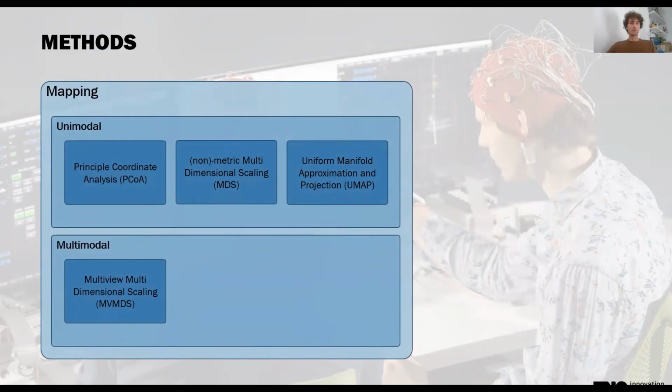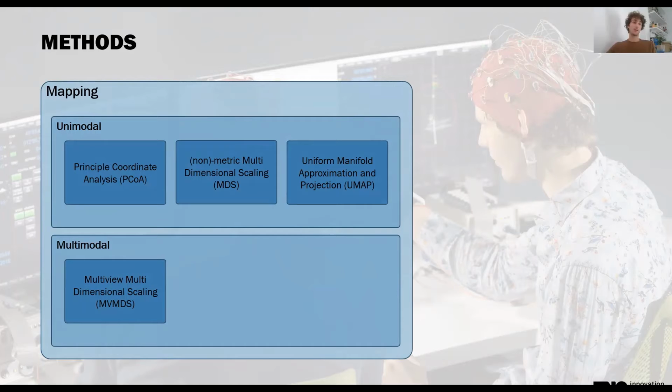Various ordination methods, or more simply referred to as mappings, have been proposed for distance matrices. This mapping is complementary to clustering in such a way that the objects are ordered so that similar objects are near each other and dissimilar objects are farther away from each other, theoretically enhancing clustering performance. We here used varying mapping algorithms that are depicted on the slide, which can be divided into two blocks, namely one for unimodal and one for multimodal.